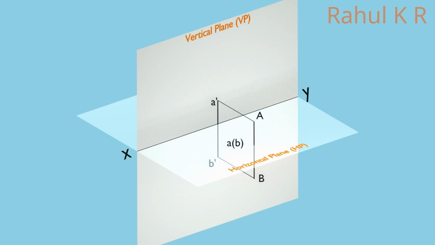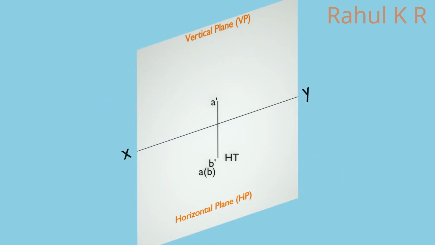The top view is obtained on HP, denoted by AB. When viewed from the top, endpoint A is visible and B is not. So we will put B in brackets. This top view is 40 mm away from XY line. Here we don't need to extend the line to find the trace. The line is already touching the HP on top view. That point is the HT. After rotating the HP, top view and HT go below the XY line.